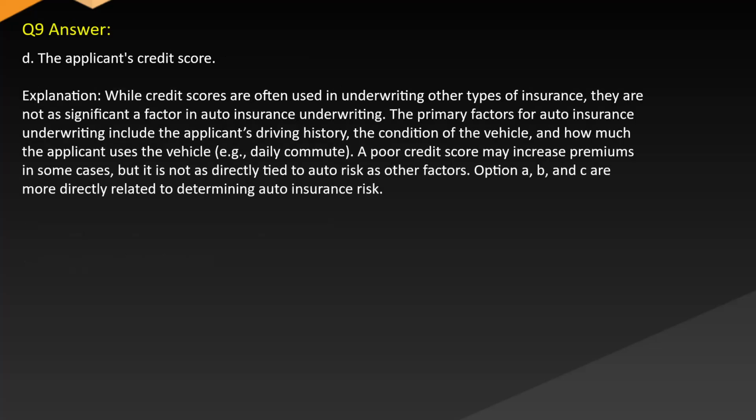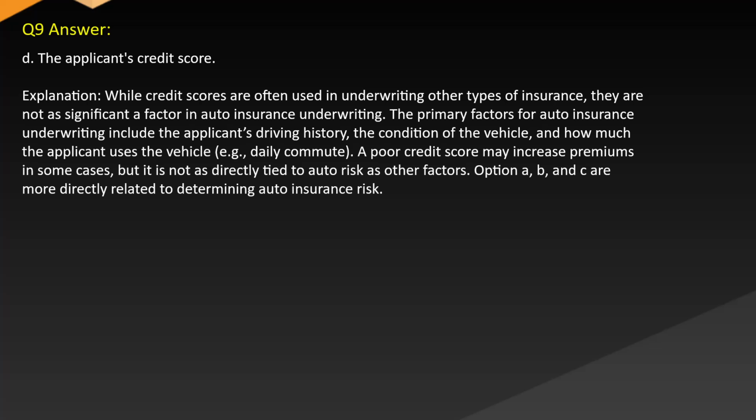Answer: D. The applicant's credit score. Explanation: while credit scores are often used in underwriting other types of insurance, they are not as significant a factor in auto insurance underwriting. The primary factors for auto insurance underwriting include the applicant's driving history, the condition of the vehicle, and how much the applicant uses the vehicle.